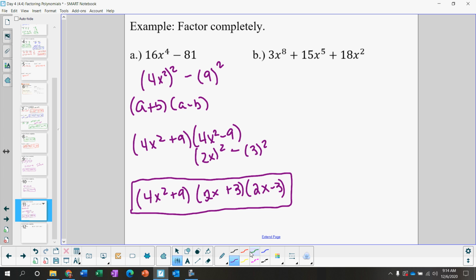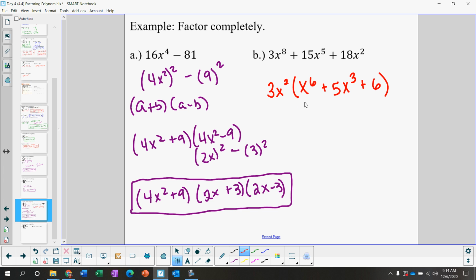All right, in part B, I definitely have a GCF in here, right? I can at least take out x squared and I could take out 3 from everything. So if I took out or divided out 3x squared, 3 over 3 is 1, x to the 8th over x squared is x to the 6th, 15 over 3 is 5, x to the 5th over x squared is x to the 3rd, and then 18 over 3 is 6, x squared over x squared cancel.